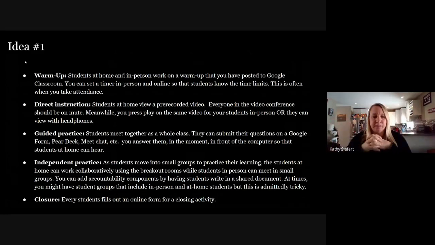So that's what we really liked about these models or ideas that we pulled from this site. So with this first idea in your warm-up, both your students that are at home and in person have some sort of warm-up activity that's posted in Google Classroom. It could be a Google form, it could be a question that you post in your Google Classroom, but then everyone's working on that. And they also suggest having a timer displayed so that your students know their time limit of when they need to be done.